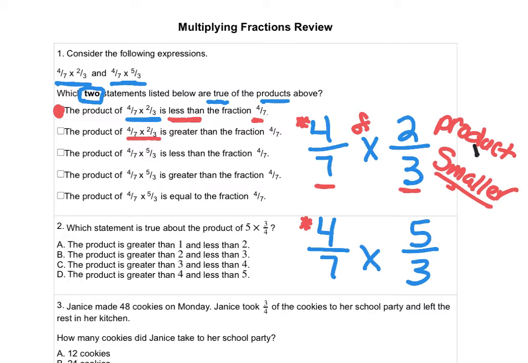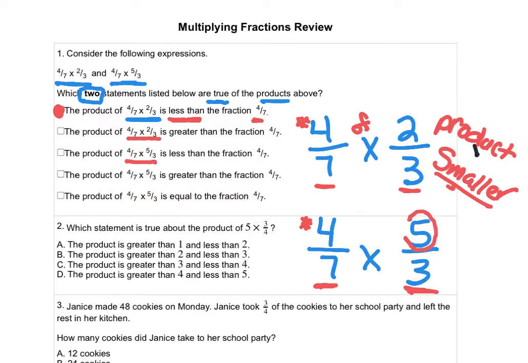The product of 4/7 times 5/3. Now look right here, it changed. You're not multiplying times 2/3, it switched to 5/3. Notice they used the same denominator, and they do that sometimes to trick you. But 4/7 times 5/3, so I'm going to go down here and look. This time I'm multiplying a fraction times an improper fraction.